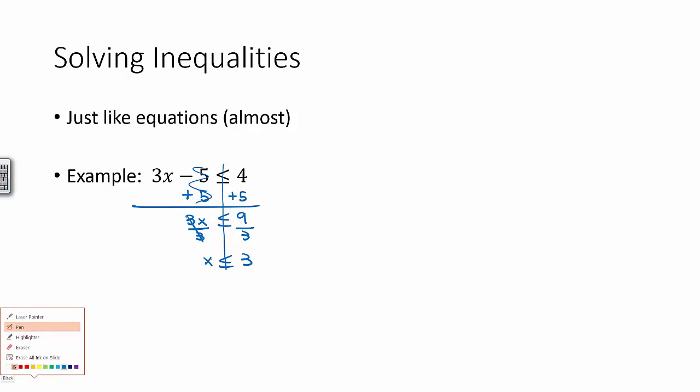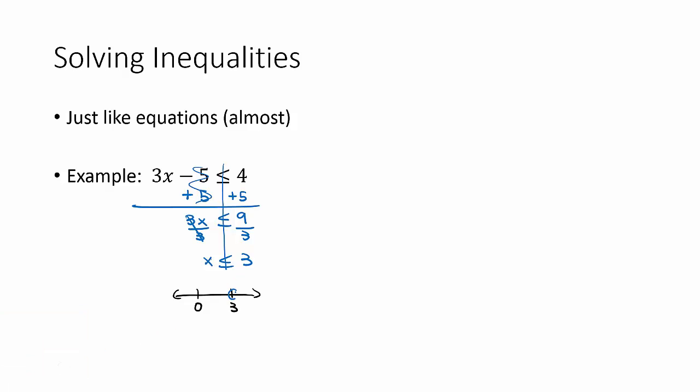We can then express this answer as a picture of solutions, where we've got the number 3 there to the right of 0. X is less than or equal to, so we have a solid dot. And because x is smaller than that, we can shade off to the left. And we've got a picture of our solutions.